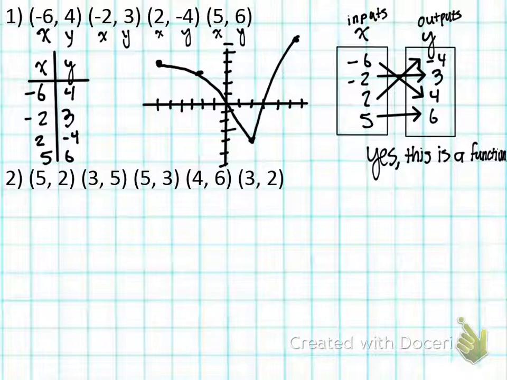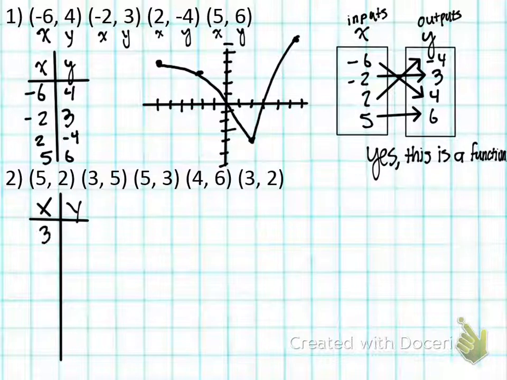Okay, number 2. First thing I do is make an XY table. So, okay, drawing my x's. What's the smallest x up there? 3. Okay, what's the y that's paired with 3? 5. Next smallest x? 3 what? 2. Next smallest x? 4, 6. Next one? 5, 2. Anything else? 5, 3. Okay, good. So now we just organized.